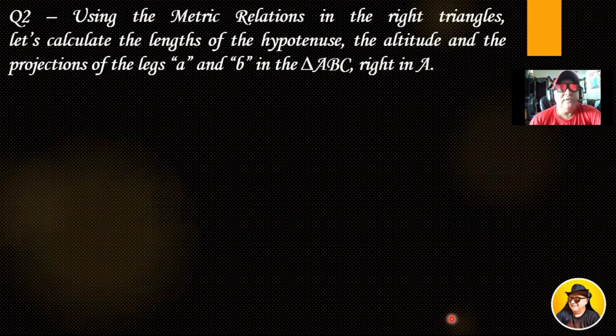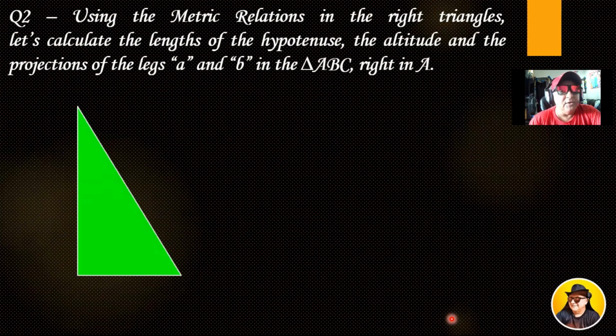Pay attention. Using the metric relations in the right triangles, let's calculate the length of the hypotenuse, the altitude, and the projections of the legs A and B in the triangle ABC right in A. So now we have a green triangle, and as I told you, if it is right in A, the corner here is 90 degrees, okay? So let's see corner B and corner C. All right, and D, because of the altitude.